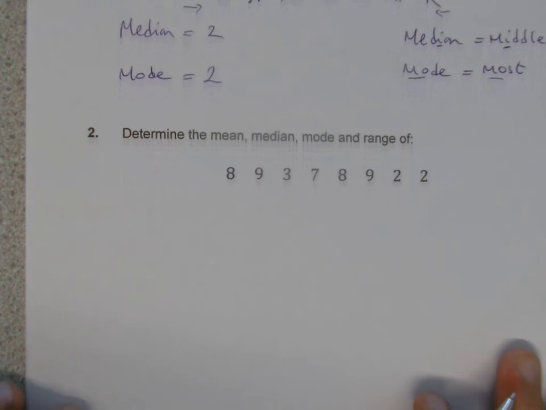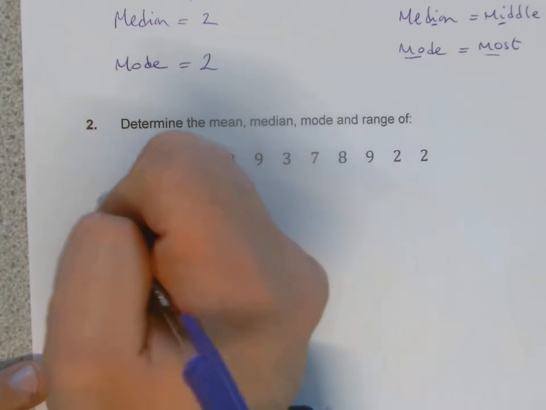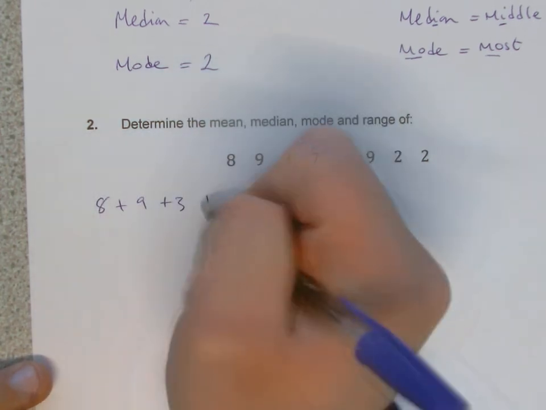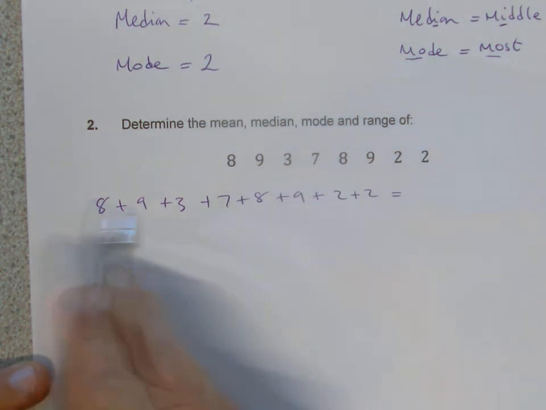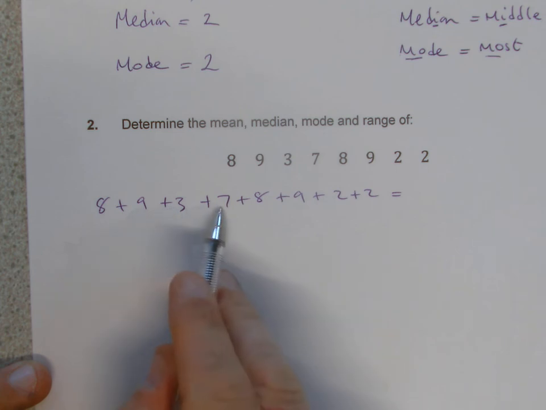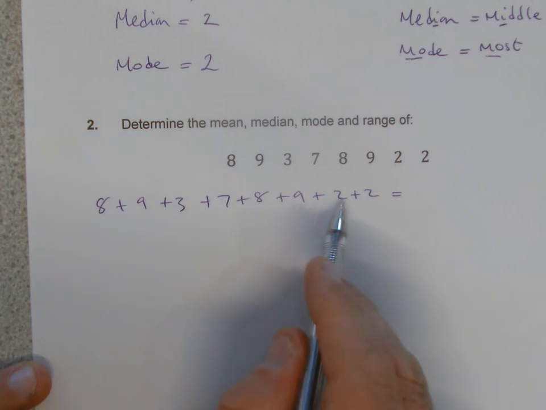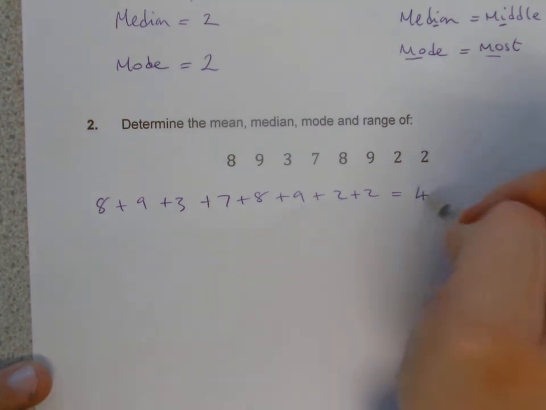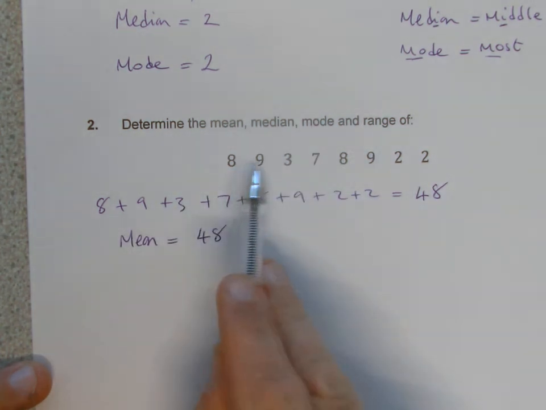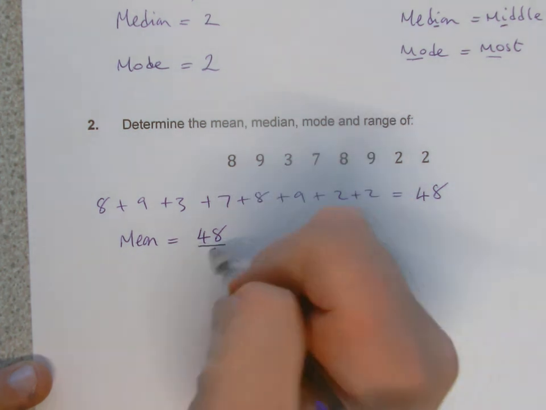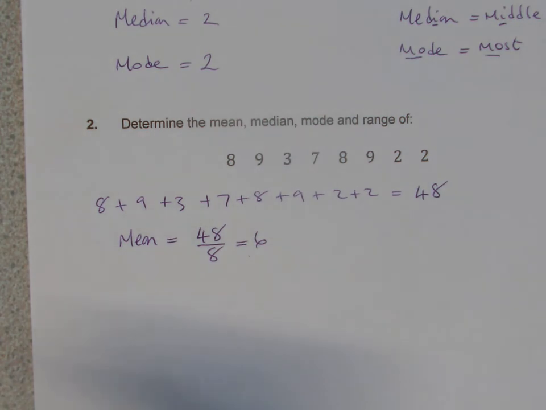Okay, question 2, determine the mean, median, mode and range of this. Again with the mean we need to add up all the values, so 8 plus 9 plus 3 plus 7 plus 8 plus 9 plus 2 plus 2. If I add that up, 8 plus 9 is 17, plus 3 is 20, plus 7 is 27, plus 8 is 35, plus 9 is 44, plus 2 will take me to 48. So then to get the mean, I do 48, divide by how many there are. Now I think there are 8 values there. So 48 divided by 8 comes out to be 6. So the average value there, the mean, is 6.